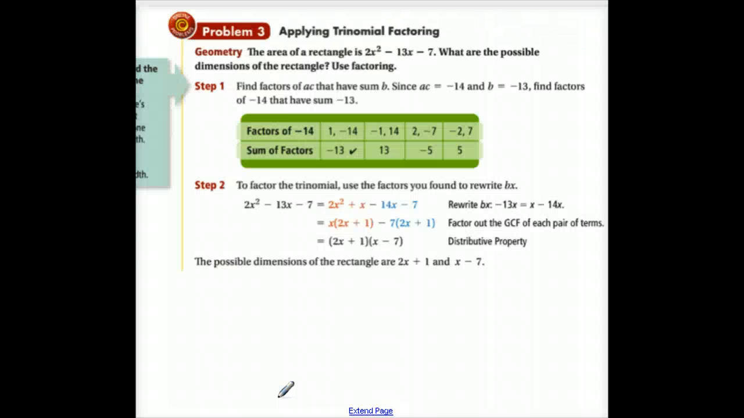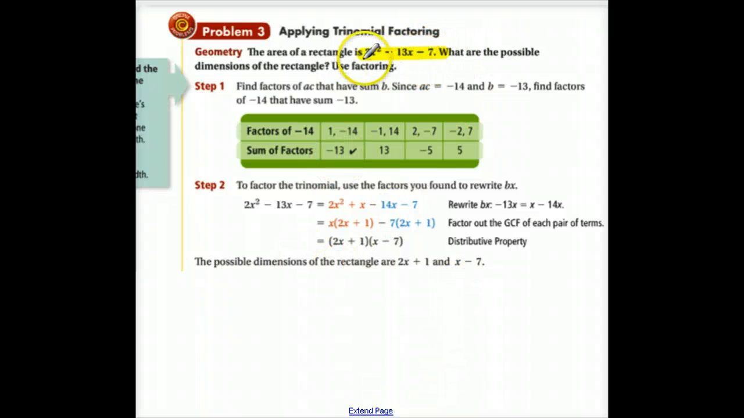All right, applying trinomial factoring. So we're going to deal with another area problem. The area of a rectangle is 2x squared minus 3x minus 7. What are the possible dimensions? Well, we're basically just going to factor this trinomial. I know the work is already done here, but I'm going to walk you through it.